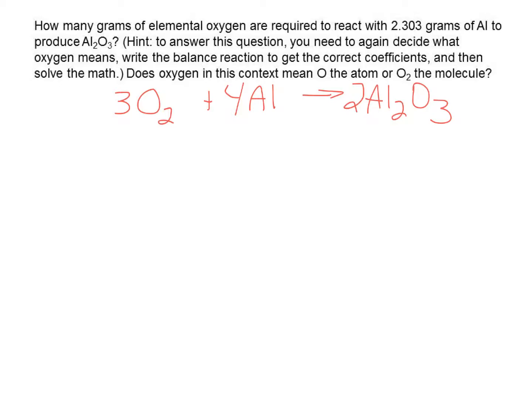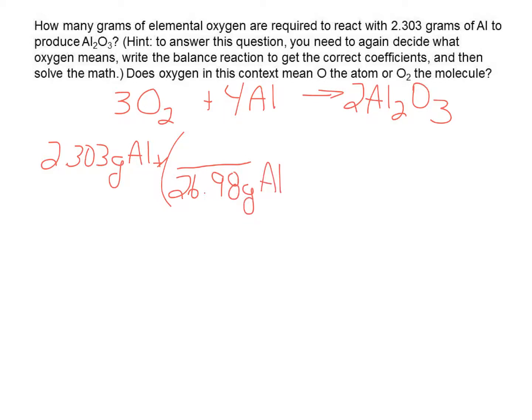Alright, to start the conversion, we want 2.303 grams of aluminium, and the first ratio would be good to get to moles of aluminium, so we will use the molar mass from the periodic table. There are 26.98 grams of aluminium in 1 mole of aluminium.